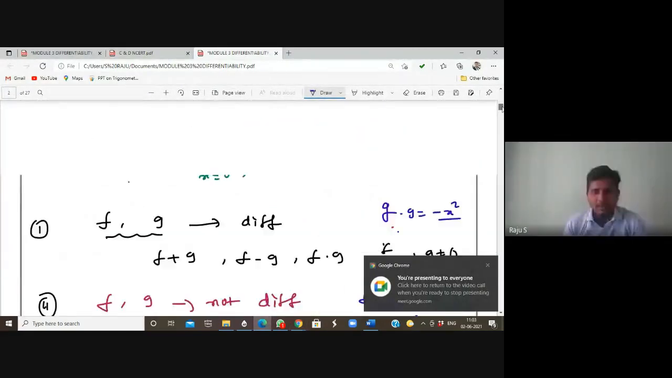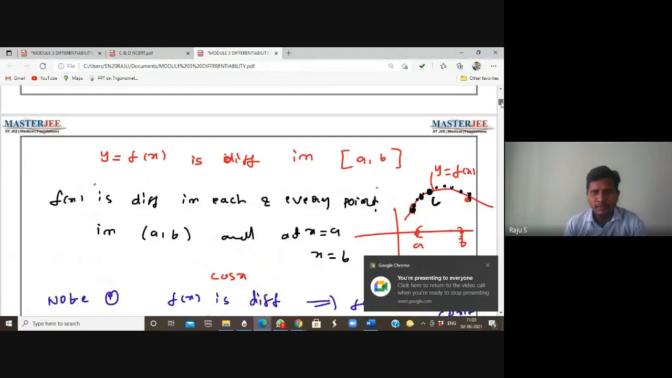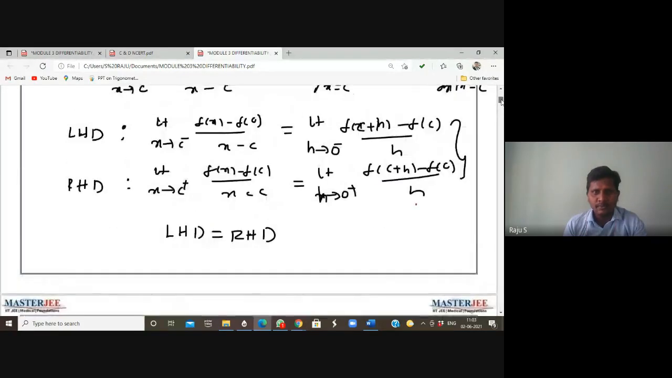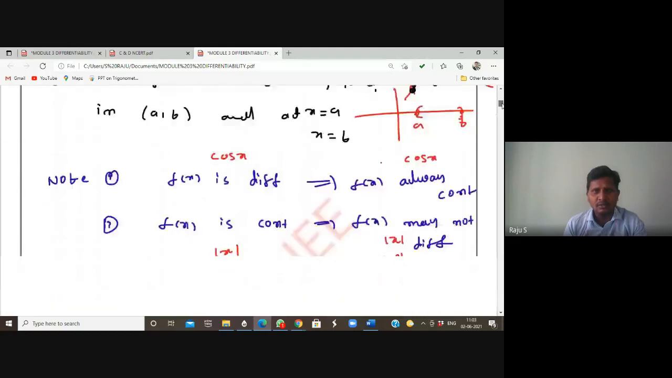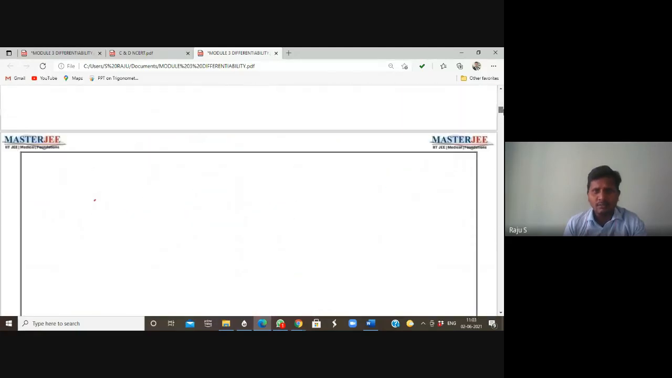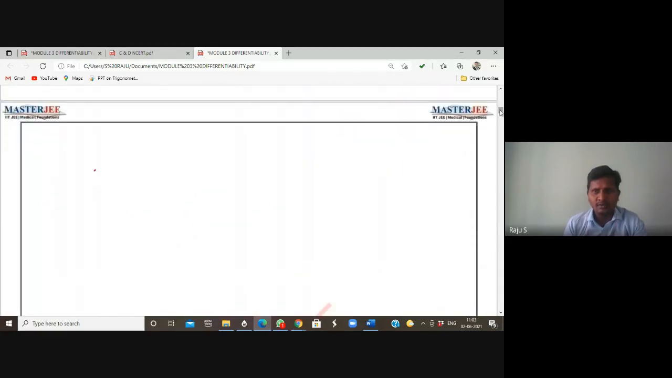So everyone should remember this formula. And the left-hand derivative should be equal to right-hand derivative. Then it is. So before going to the first exercise, first we should discuss the chain rule. Okay.